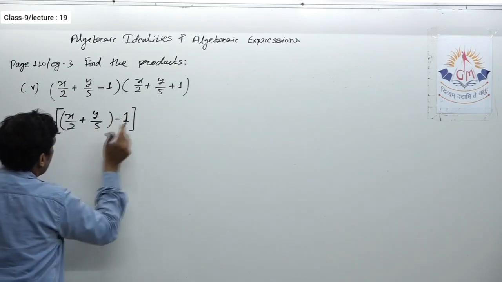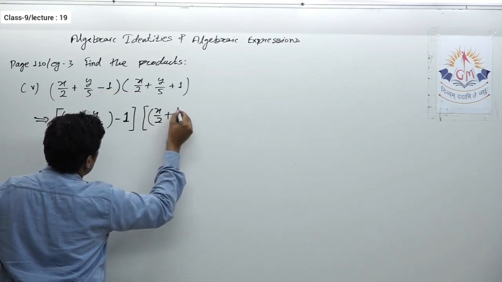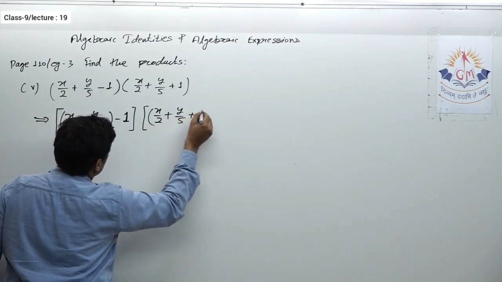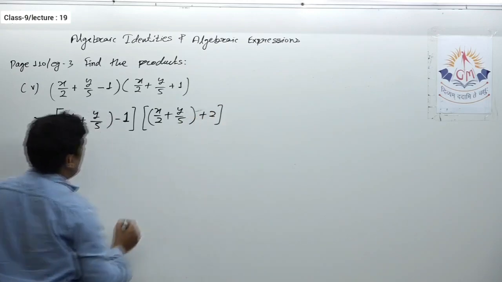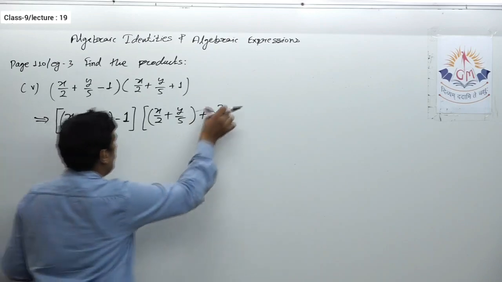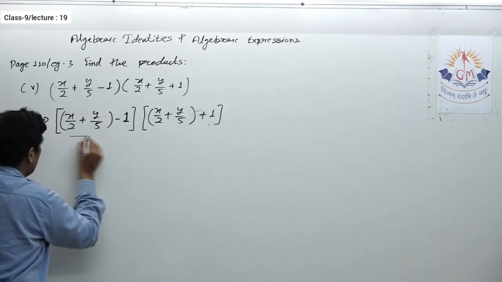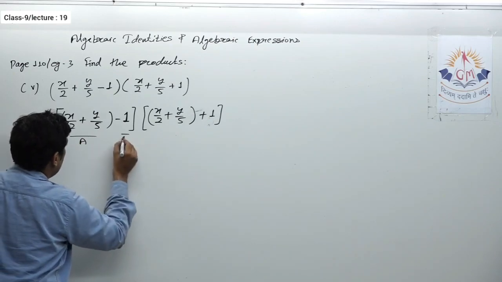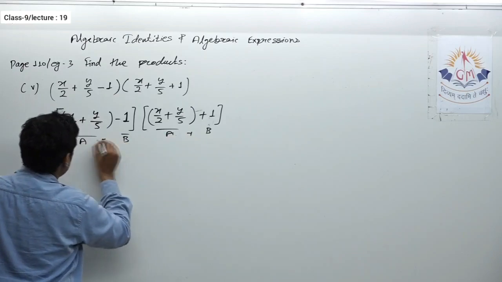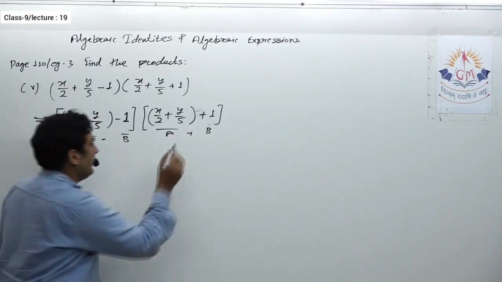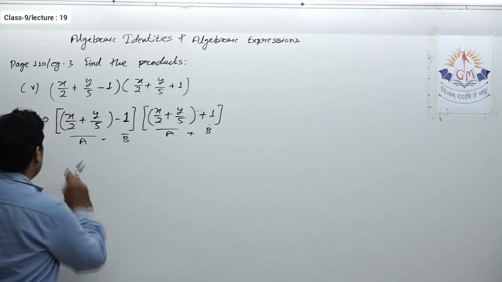So this is A minus B, and over here A plus B. Okay, this is A plus B, A minus B, A plus B. Not 2, actually it is 1. So simply this is A and this is B. Plus sign, minus sign. So again A minus B, A plus B. That means I can apply the identity of A square minus B square.